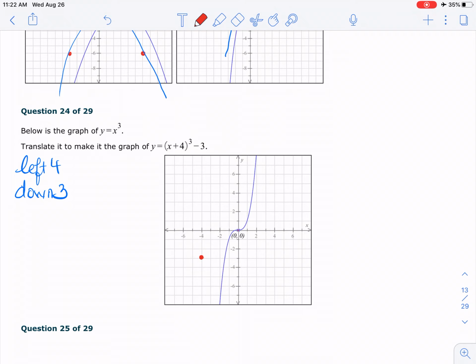I'm going to pick this point and then we go left 4, 1, 2, 3, 4, down 3. Okay, let's pick this point and we go 1, 2, 3, 4, down 3. 1, 2, 3. Okay, you can pick more points if you want, but I'm ready to draw. There we have it.